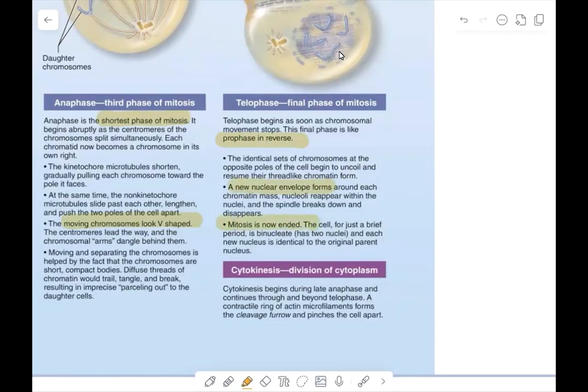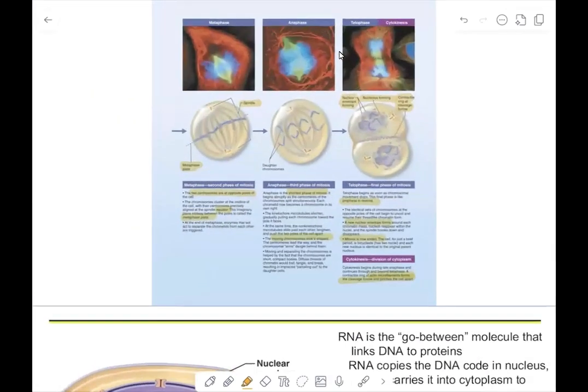Mitosis is now ended. Then after telophase is cytokinesis, which is the division of the cytoplasm. It can begin during late anaphase or telophase, and the actin myofilaments form this cleavage furrow that pinches the cell apart.